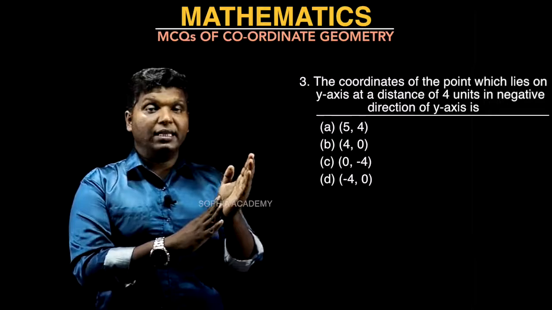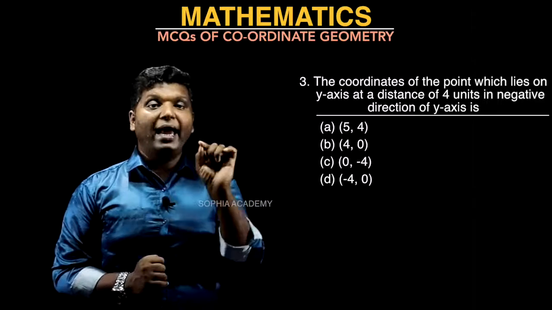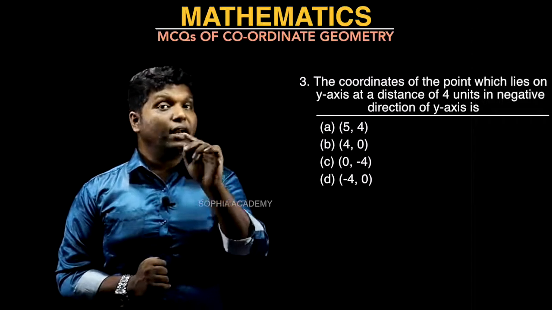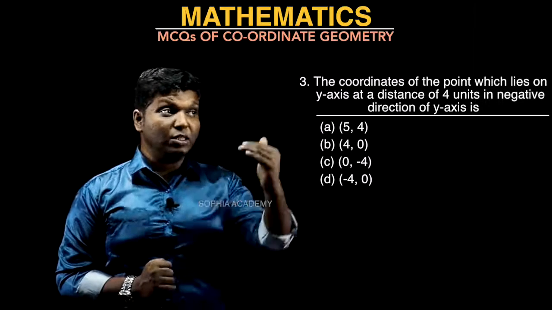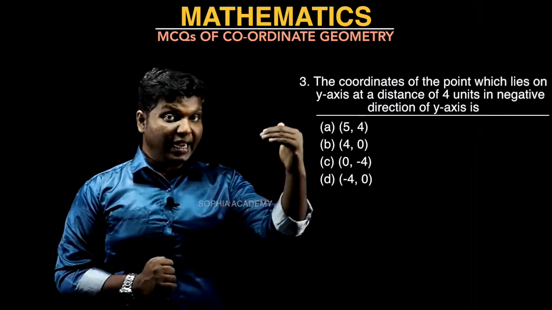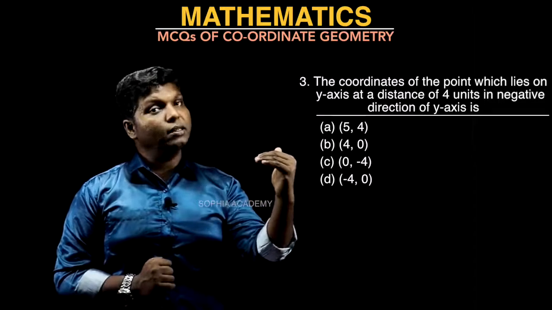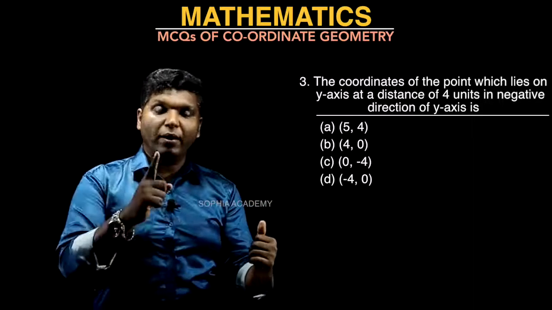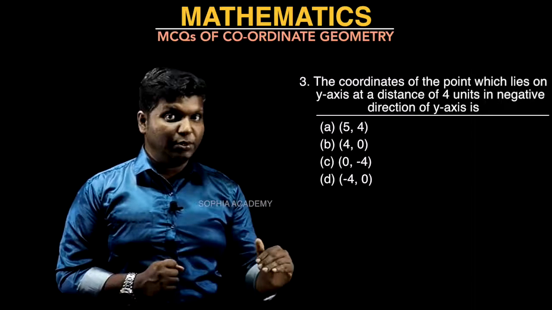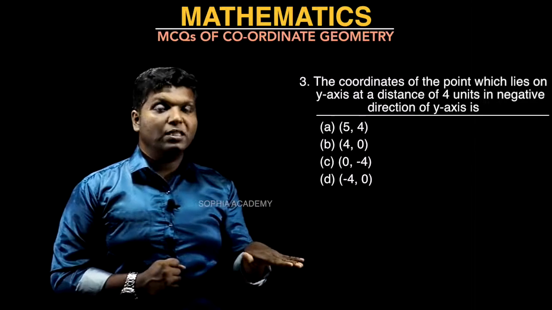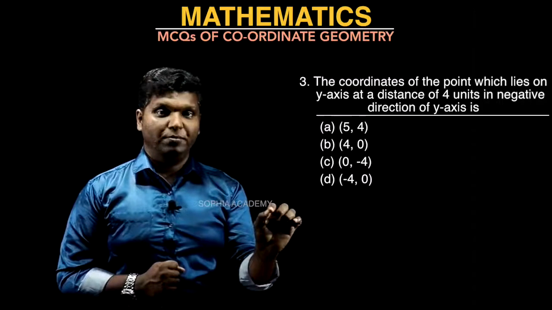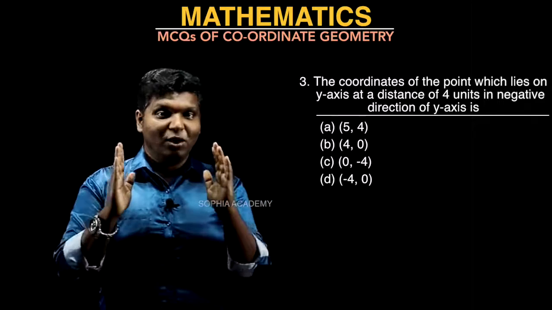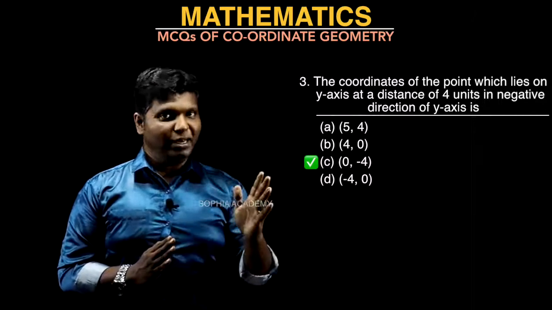Then what is the next thing given? It lies on the y-axis at a distance of 4 units in the negative direction of the y-axis. Negative direction of the y-axis means towards the bottom part. The positive direction means towards the top, and the negative direction means towards the bottom. And towards the bottom on the y-axis, you can see there are negative numbers, right? So 4 units towards the bottom means the point will be -4. So now you got the x coordinate and the y coordinate. What are the points now? The coordinates are (0, -4).